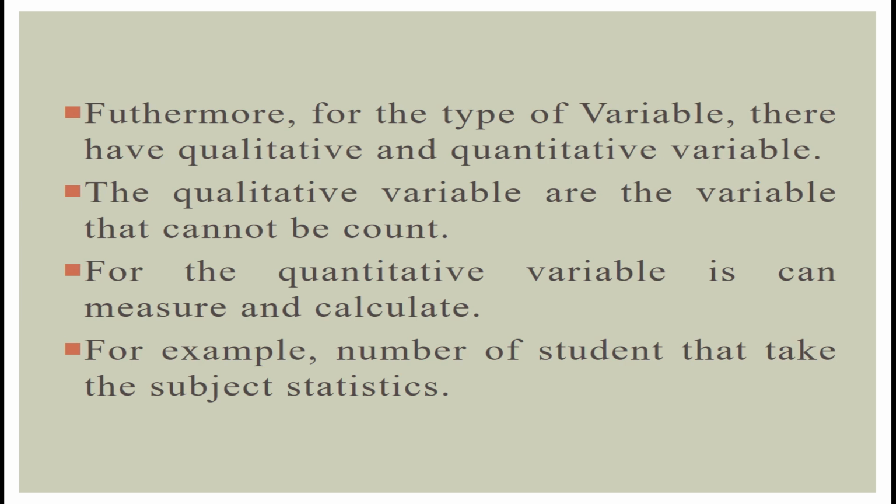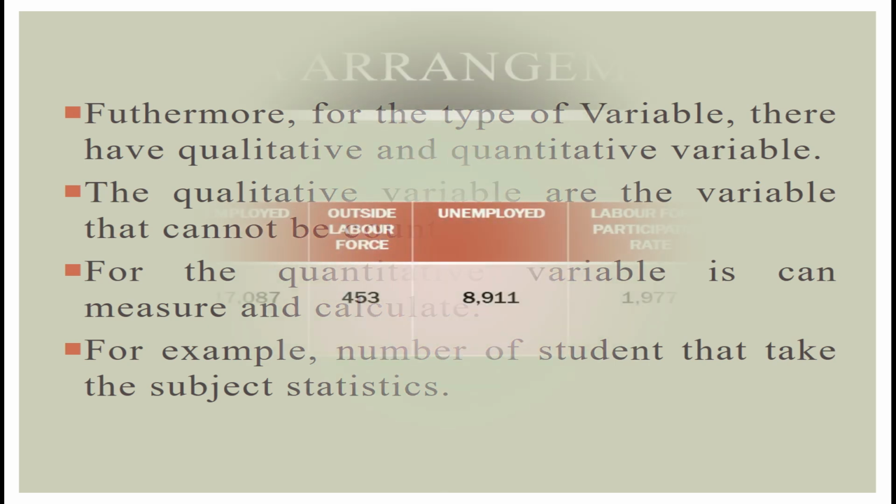Furthermore, for the type of variable, there are qualitative and quantitative variables. Qualitative variables are variables that cannot be counted. Quantitative variables can be measured and calculated. For example, the number of students that take the subject statistics.